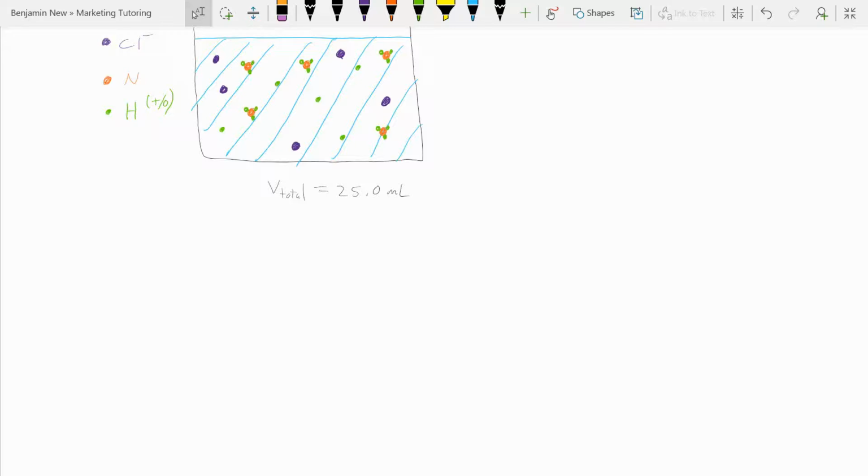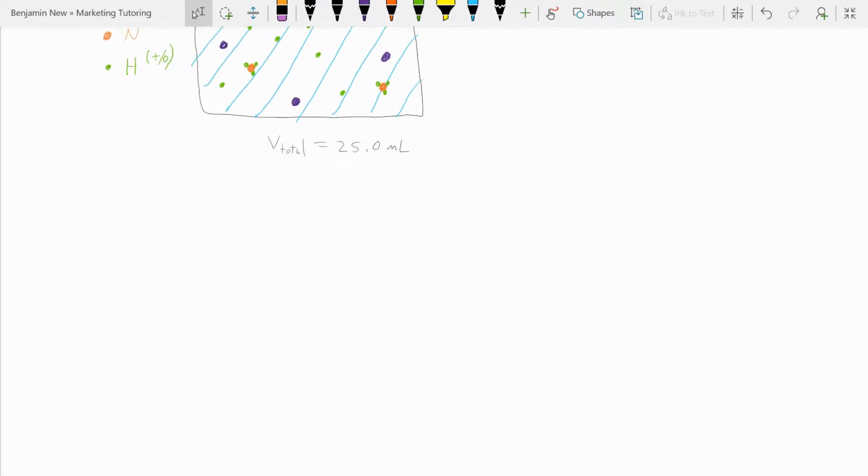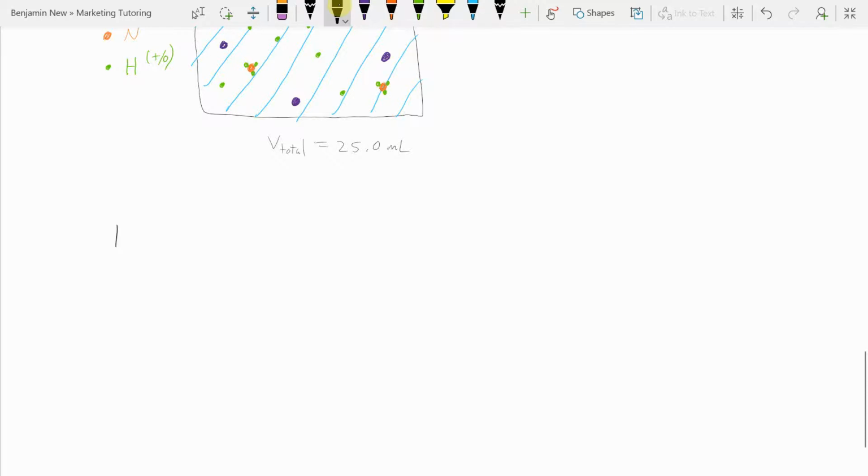And what we're going to do now is, let me just make this a bit bigger. We're going to equilibrate the H plus, the Cl minus, what we're really doing is just H plus and ammonia.